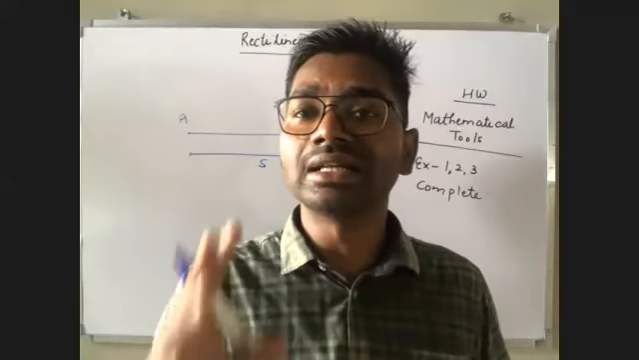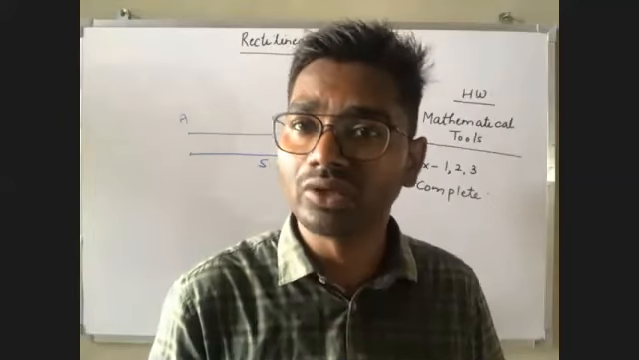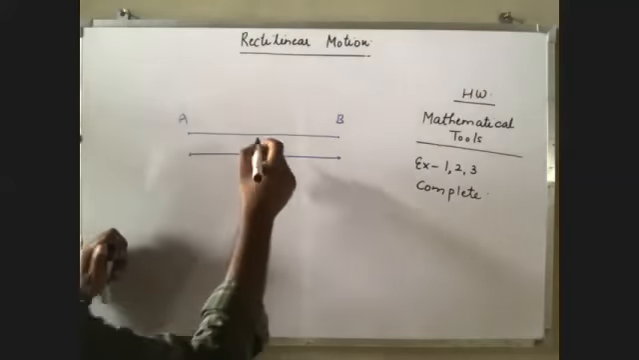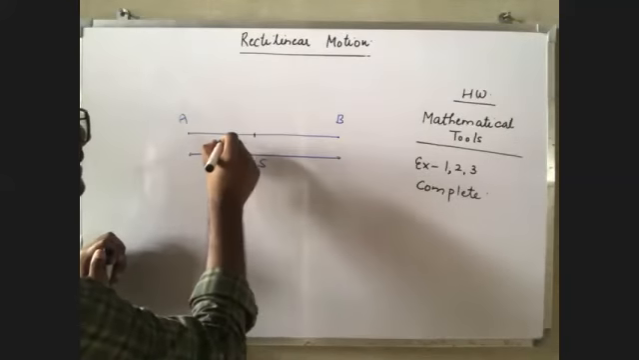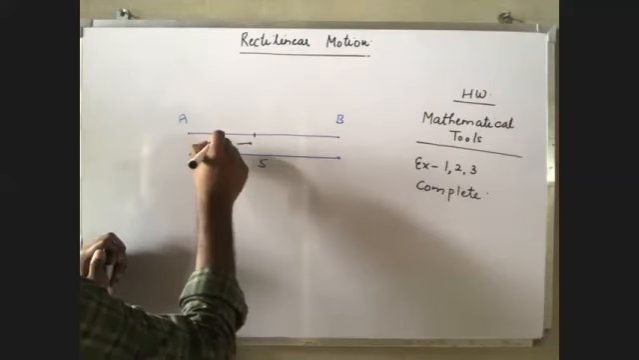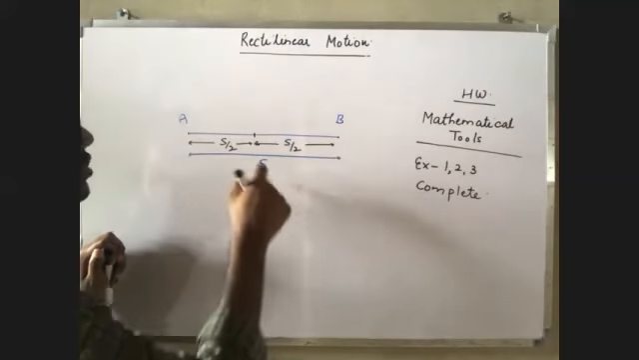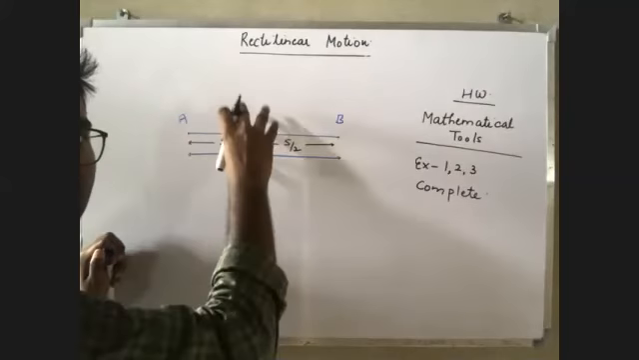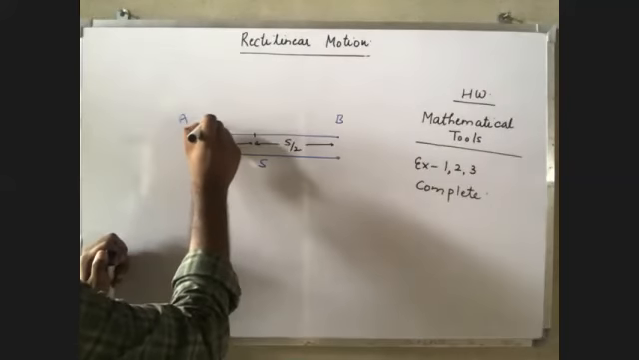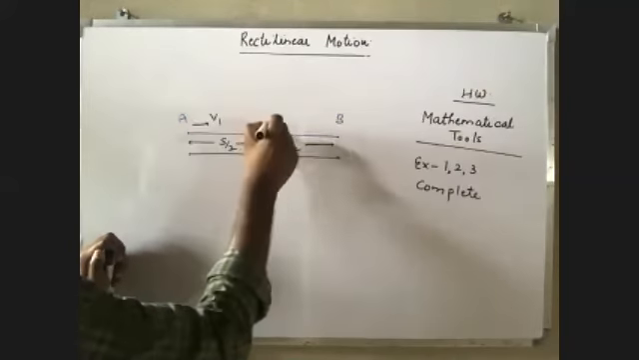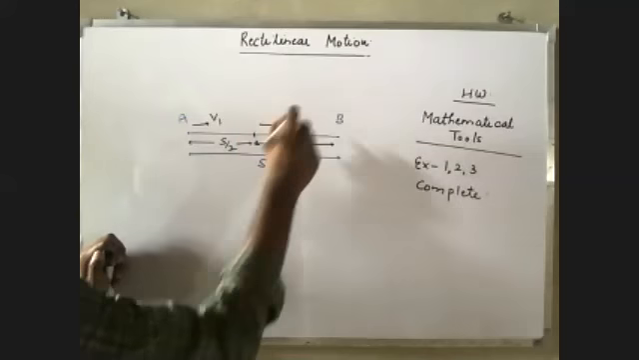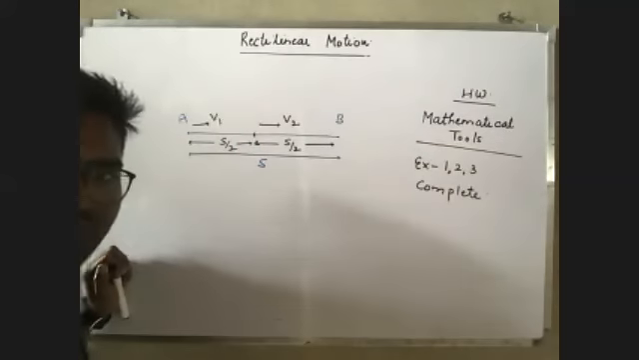They are saying that for half of the distance it is moving with velocity v1. Half of the distance means this is S by 2 and this is S by 2, because the total distance I have assumed is S. For the first S by 2 it is moving with speed v1 and for this S by 2 it is moving with speed v2. So I need to find out the average speed.